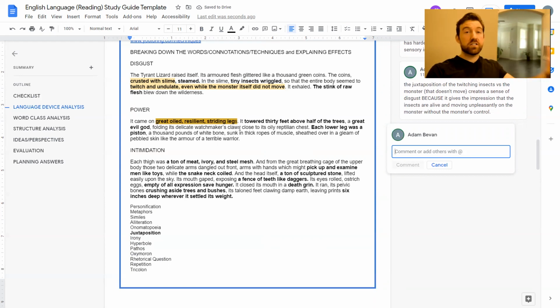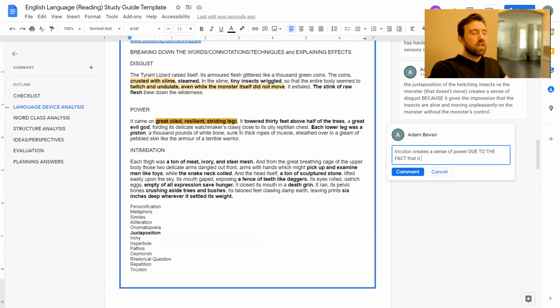You can't just, like I said earlier, say the T-Rex is powerful because it has big legs or because it has oiled, resilient, striding legs. That's not analysis. That's comprehension, maybe. That's showing that you understand, but you're not explaining how you understand. So it's the tricolon here. The tricolon creates a sense of power because, I'm going to use a synonym of that just to help you, due to the fact that it emphasizes some of the strength or strong attributes of the dinosaur.